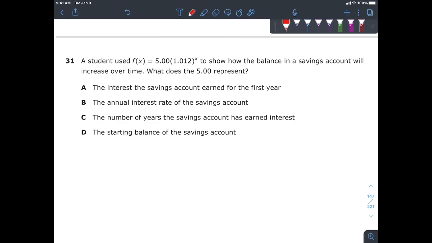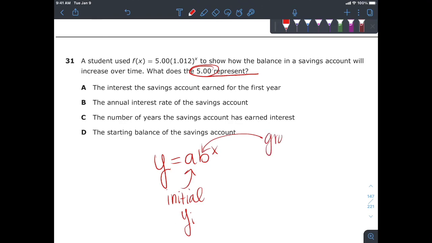So a student used this formula to show the balance in a savings account will increase over time. What does the 5.00 represent? Well, anytime we have an exponential equation, we always have our initial value, which also serves as my y-intercept. And over here is going to be my growth, decay, or whatever fancy word we can come up with. So if I look at this, I can parallel these, and I see that 5 is really just an A. It's the initial amount.